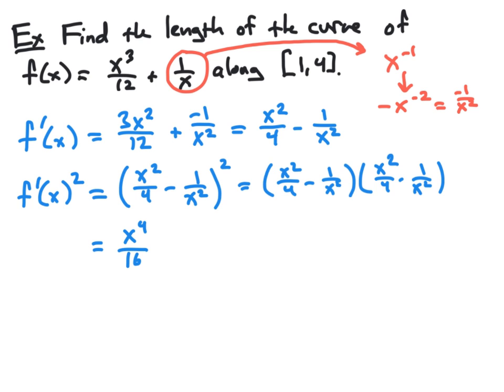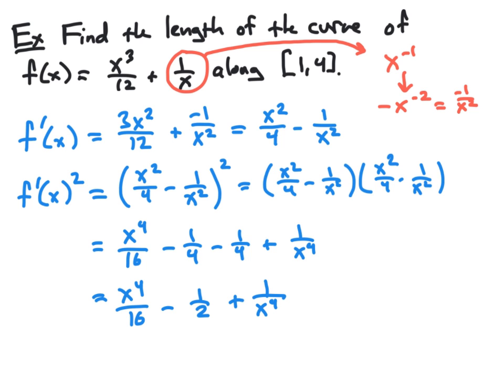We're going to get x squared over 4 times negative 1 over x squared, which will give us simply negative 1/4. We'll have negative 1 over x squared times x squared over 4, which will be another negative 1/4. And negative 1 over x squared times negative 1 over x squared will give us a positive 1 over x to the 4th. And so we can combine the middle terms here. They're both constants. And so we get x to the 4th over 16 minus 1/2 plus 1 over x to the 4th. And so this will be a nice clean expression for the derivative of f squared.